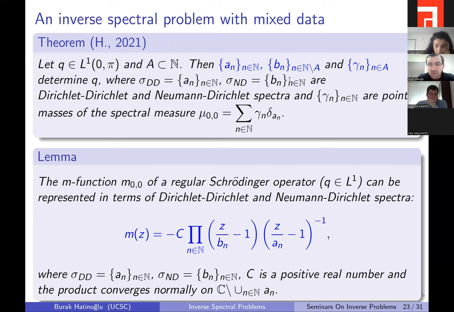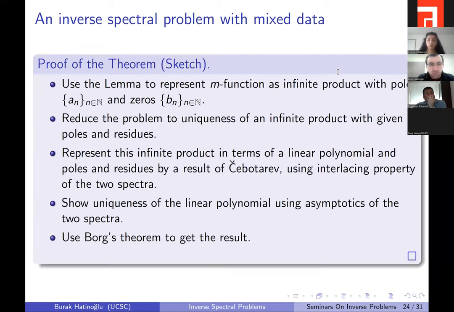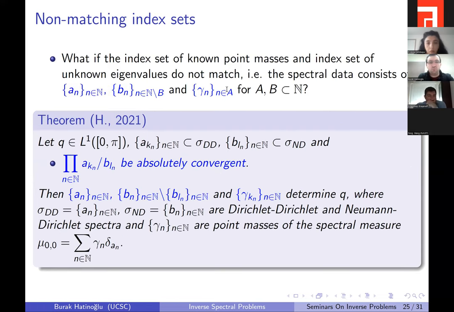And of course, one natural question may be, okay, here the index sets are matching. That means whenever we lose information of Bn, we get the information of gamma n. What if these two indexes do not match? So in that case, we need some extra information, but still we can get the uniqueness result. So if we have different index sets, that means we lose info of Bn at some index at B, and we are given point masses at some index at A.